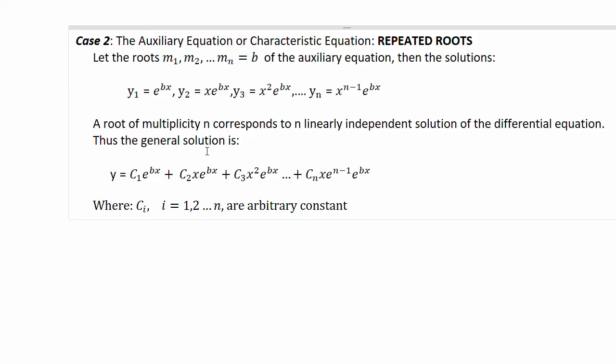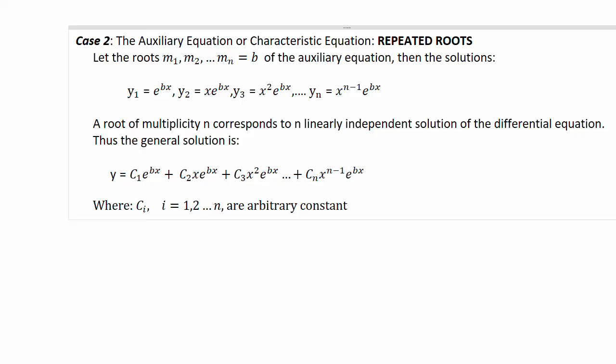Thus, the general solution of this differential equation can be written as y is equal to c sub 1 e to the bx plus c sub 2 x e to the bx plus c sub 3 x squared e to the bx, and so on, up to c sub n, the arbitrary constant, times x to the n minus 1 e to the bx.